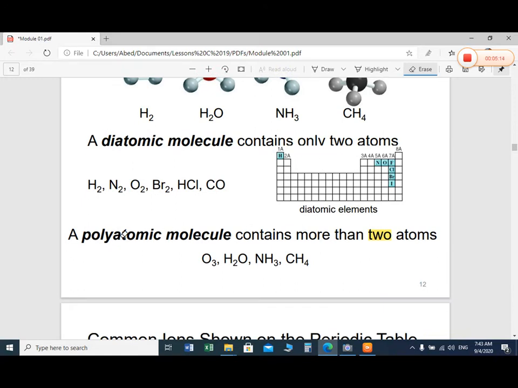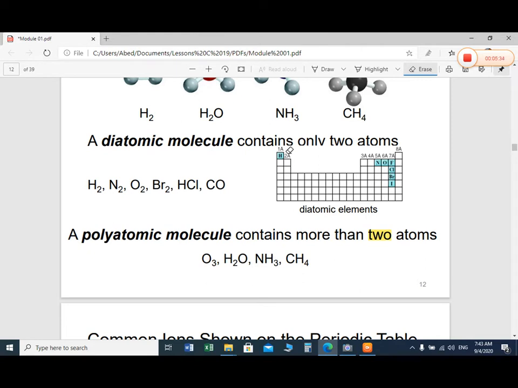Polyatomic: poly means many, atomic means atoms. When more than two atoms combine to make a molecule, these are called polyatomic. For example, ozone. Now see here, this is the oxygen molecule. When it has 3 atoms of oxygen, it is called ozone. Water has 3 atoms, so it is polyatomic.